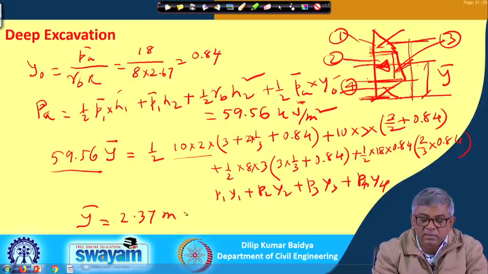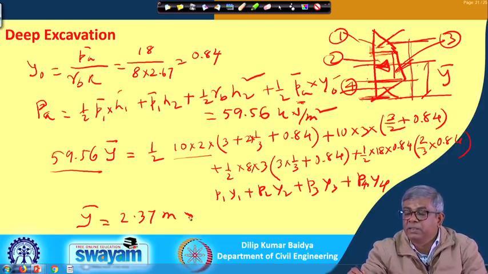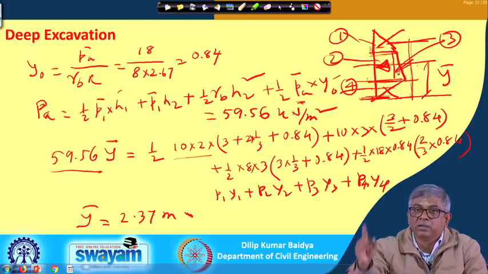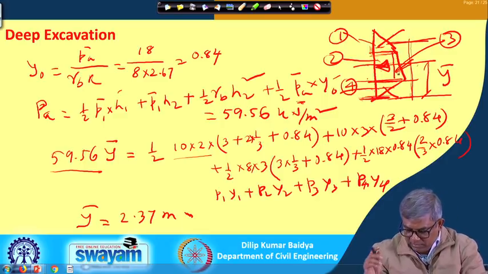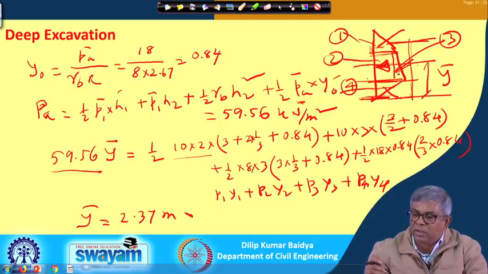That means 2.37 meter, that means from this zero pressure point, the point of application of PA, the total active force, is at a distance of 2.37 meter. Okay. Then yc is exactly what? Yc is the distance from the anchor rod.